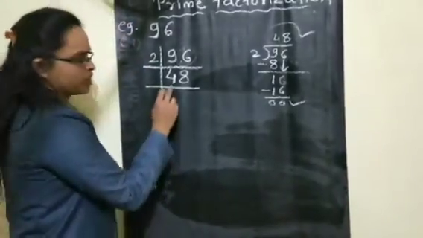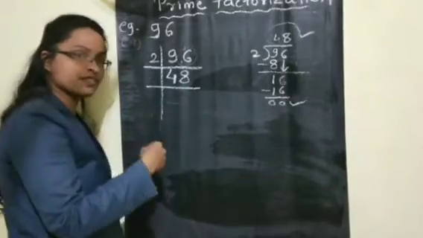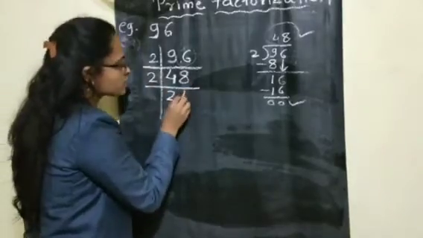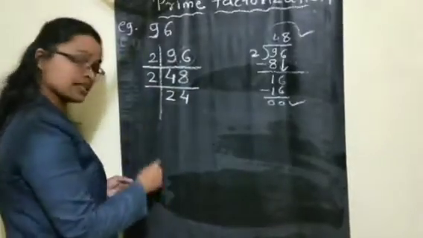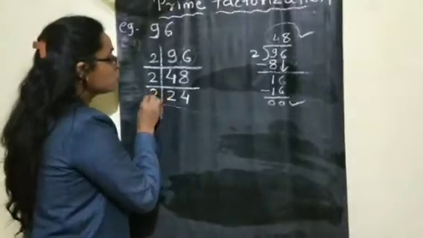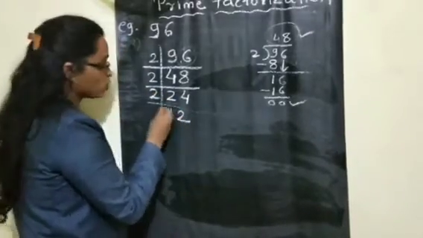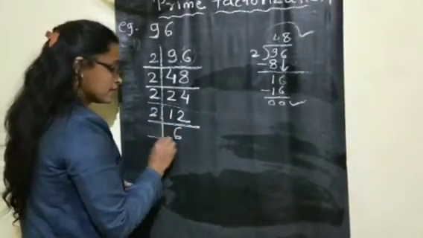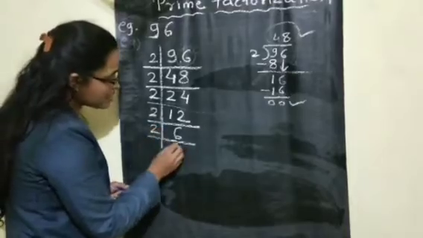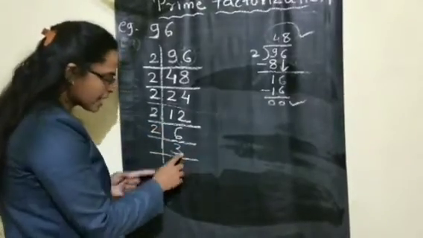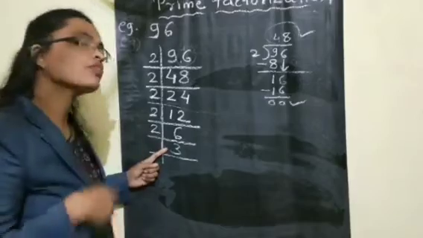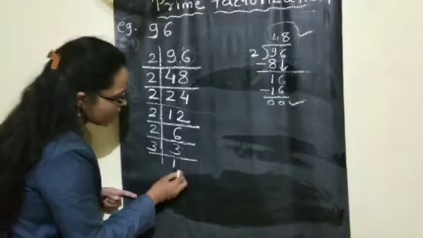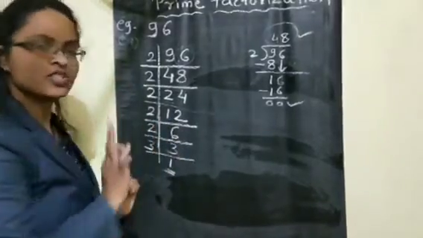Understood? Now here the number is 48. Again it is divisible by 2. So please divide. 2 2s are 4, 2 4s are 8. Okay. Again it is still divisible by 2. 2 1s are 2, 2 2s are 4. Still it is divisible by 2. 2 6s are 12. Still you can divide. 2 3s are 6. Now can you divide this 3 by 2? No. Then go for the next prime number, that is 3. 3 1s are 3. And once we get 1 here, our division stops.